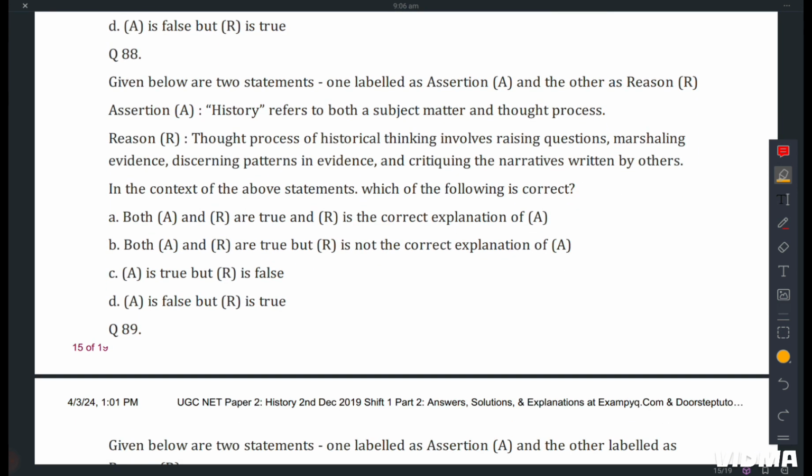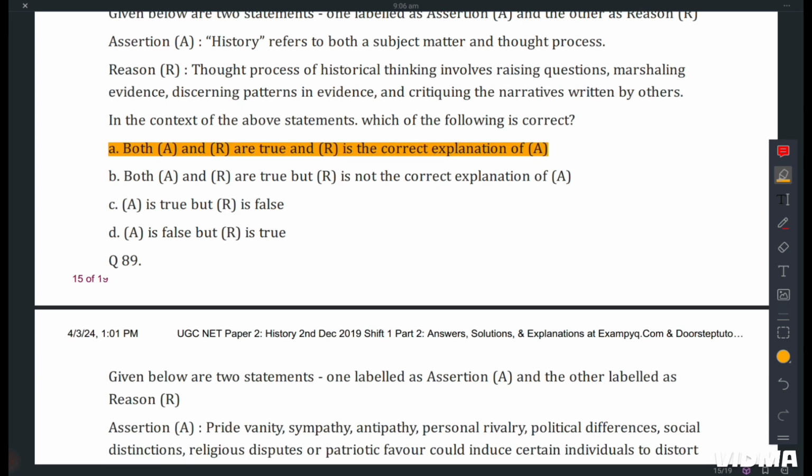ओके. क्वेश्चन नंबर 88. Assertion and reasoning. History refers to both the subject matter and thought process. Reason. Thought processes of historical thinking involves raising questions, marshalling evidence, discerning patterns in evidence, and critiquing in narrative written by others. Critiquing the narratives written by others. Both A and R are true, and R is the correct explanation of A. Easy question है, पढ़कर भी ध्यान में आ जाता है.